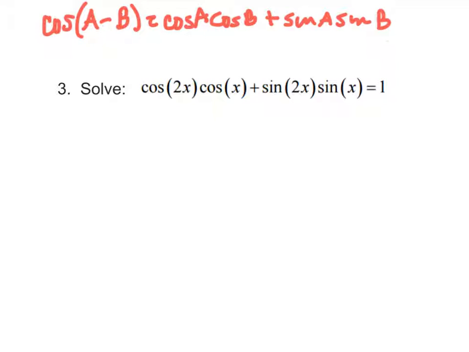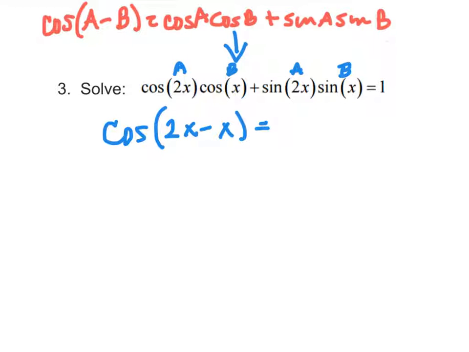Alright, so you can see the identity that I think would be best to use on this, and this is the cosine of a minus b. Notice that this right side of our identity matches up with the left side of our equation. So we're going to identify a as 2x and b as x. And if you notice, that's consistent when we move over here to sine. So now the first thing that we want to do is basically condense it and write the cosine of 2x minus x is equal to 1.